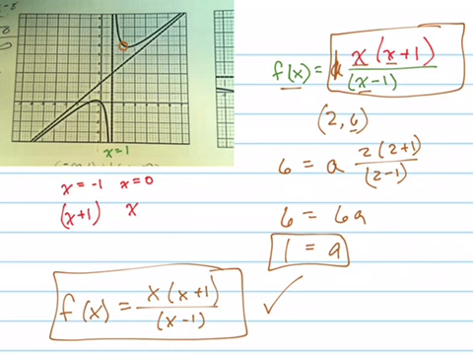Okay. So it is x over x minus 1, outside x plus 1. Okay, so it's 1.